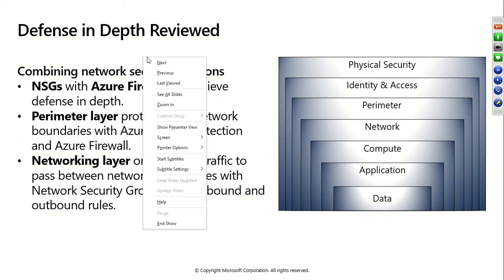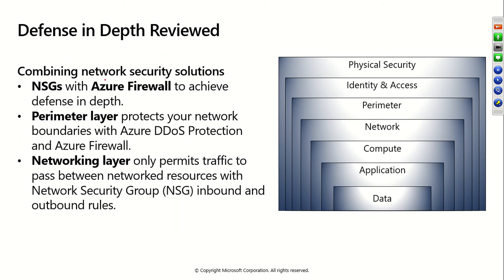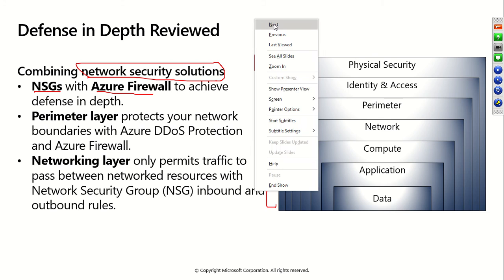Okay, we mentioned before defense in depth. Defense in depth also means that we need to combine different security solutions together. We have mentioned network security group, we have mentioned firewall. So you need to combine both network security group and firewall. Why? Because different security solutions have their strengths aligned to different layers, and that is why one of the things you need to do is to combine different network solutions together.